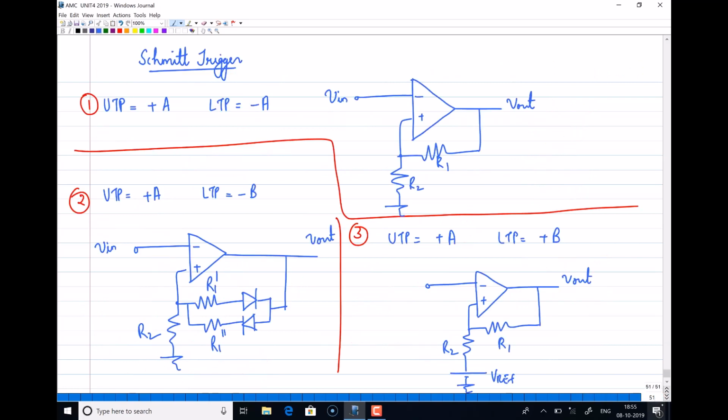So these three categories of Schmitt trigger are also important, so you can understand the UTP and LTP equations, and thereby you can design it, right? So this Schmitt trigger is basically a positive feedback circuit. Yeah, so with this I am winding up this lecture. We'll continue in another lecture.